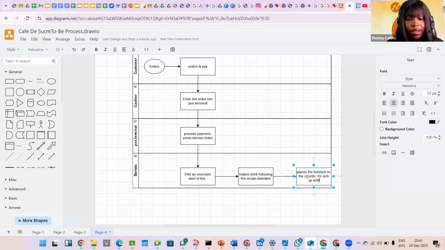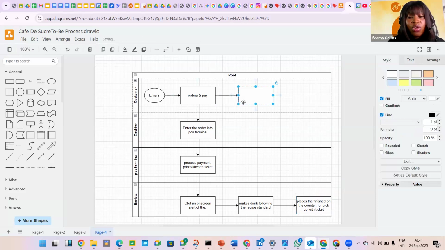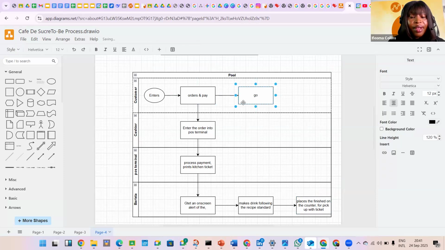With ticket. All right. So the next step is that remember the customer ordered and paid, right? And then after this customer orders and pays, he's not just going to stand anywhere, right? So the customer goes to a designated area for waiting. Or let's just say waiting area. All right. Okay.